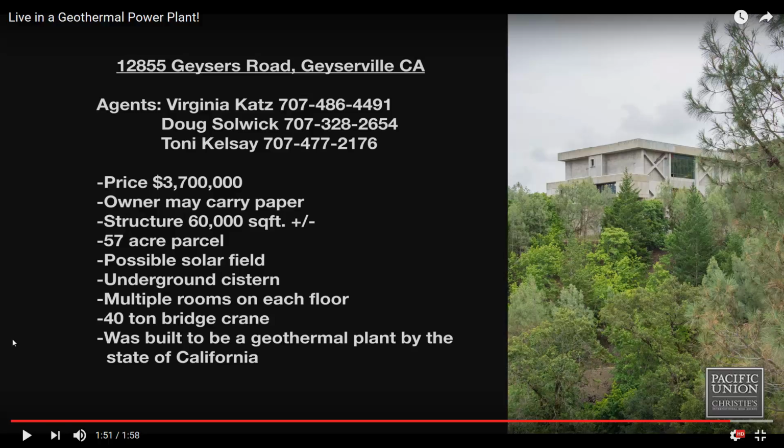Structure 60,000 square feet. 57-acre parcel. Only $3,700,000. I wonder what kind of hazardous waste issues you have. It's built in a geothermal plant in the state of California. It's probably like a bomb shelter, that thing. It looks like it's all concrete. A few holes in the wall, but I don't know. Looks pretty decent. Anybody want to buy it?